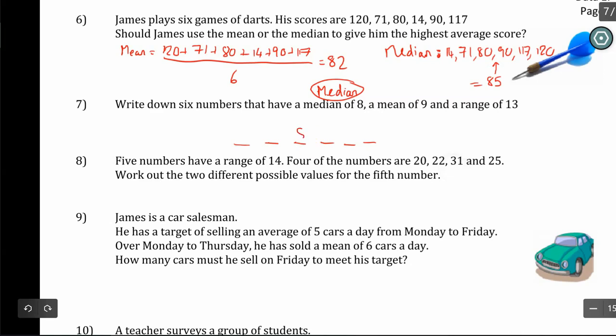So I'm going to start off actually just putting 8 either side of the middle. It doesn't tell us about a mode or anything, so there's nothing I need to put in 3 times. They need to have a mean of 9. So there are 6 numbers.